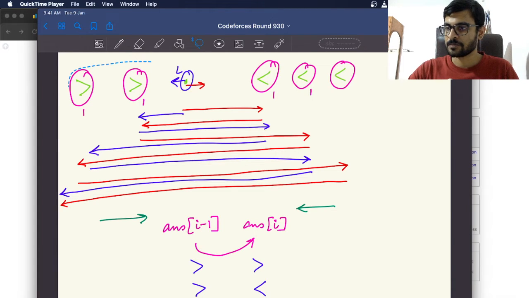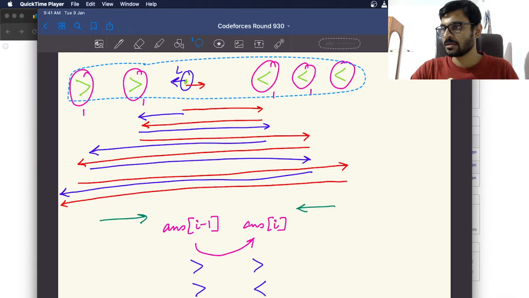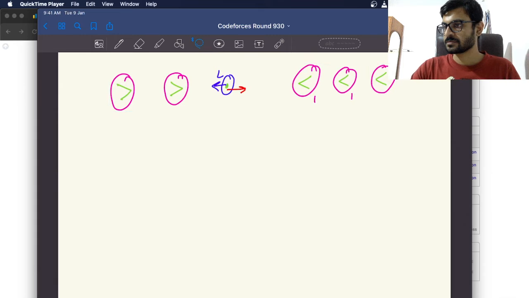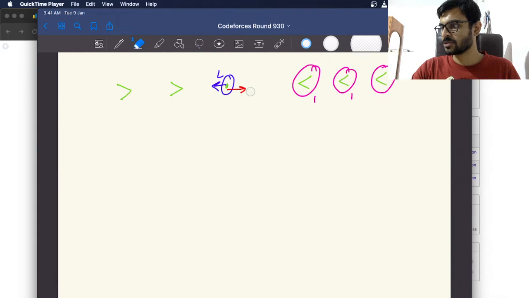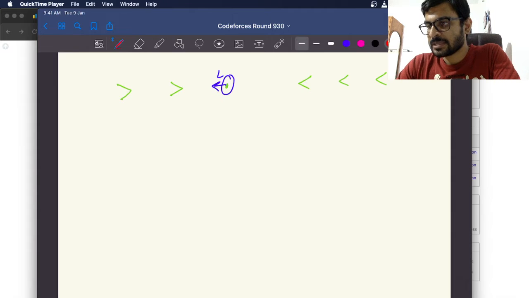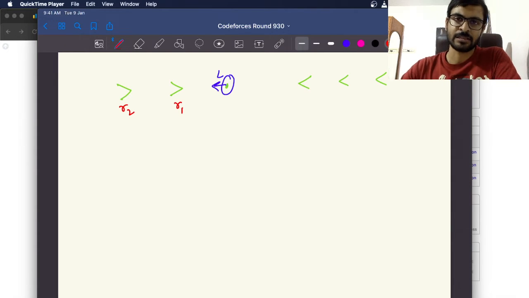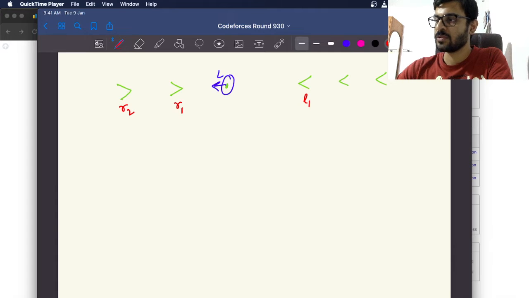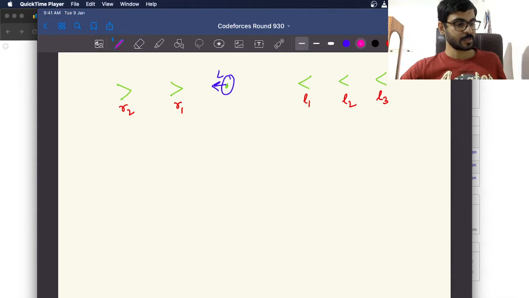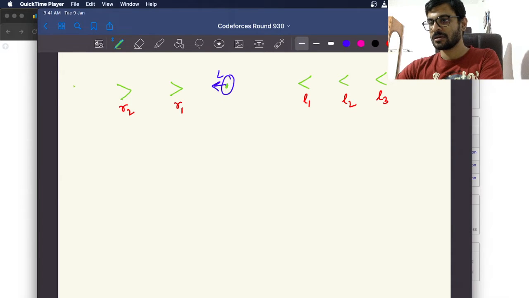So let us take this example and see exactly how the mathematics should look. Let us say we are working towards the left. Whatever right arrows are there, let me mark them as R1, R2, and the left arrows as L1, L2, L3. So if I'm moving towards the left, let me take another one, R3.